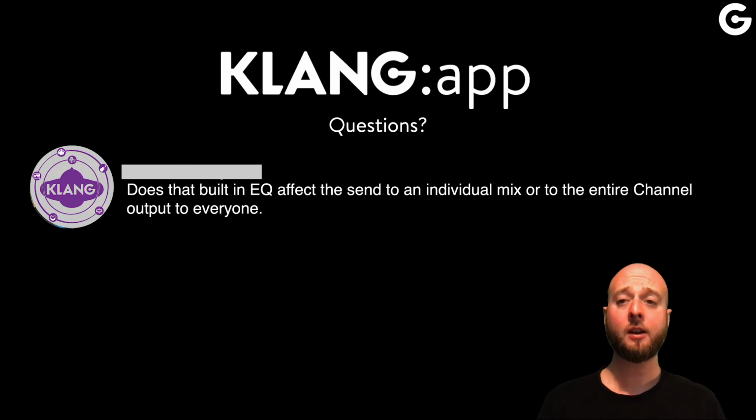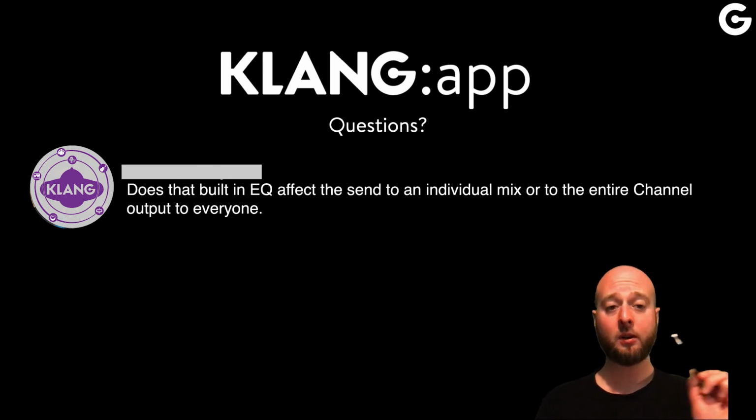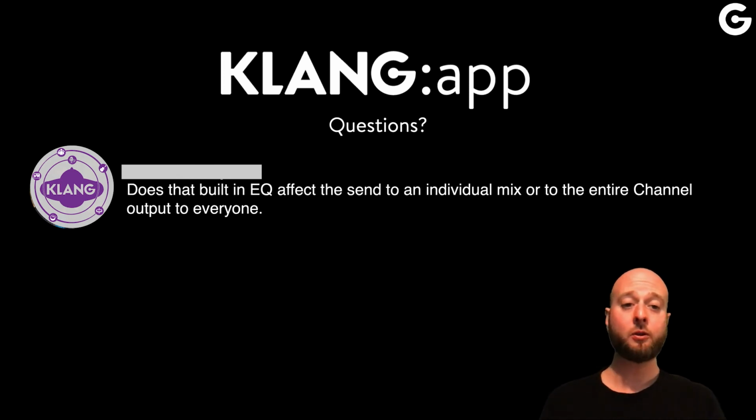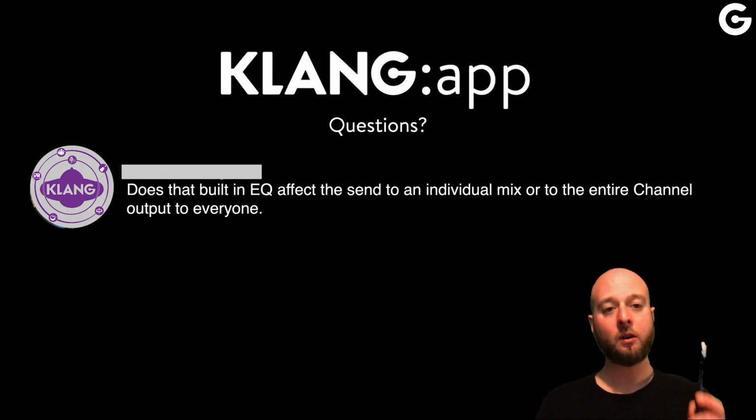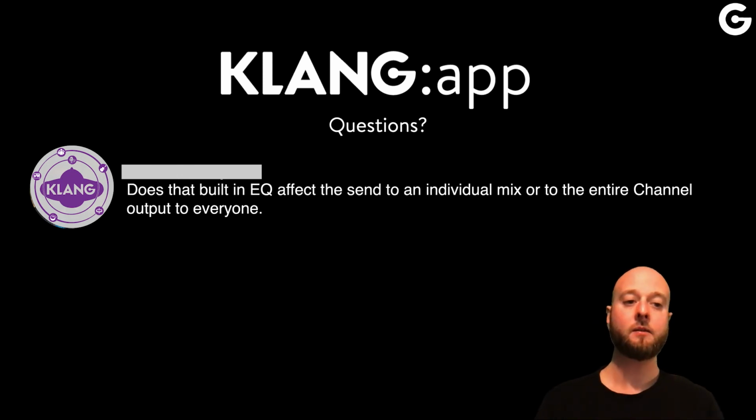However, if you have cascaded, for example, two KLANG Fabrics or two Viers, or a Fabric and a Vier, or in whichever combination, you can have different EQs on each of those devices for all the mixes on the device that we're working on.